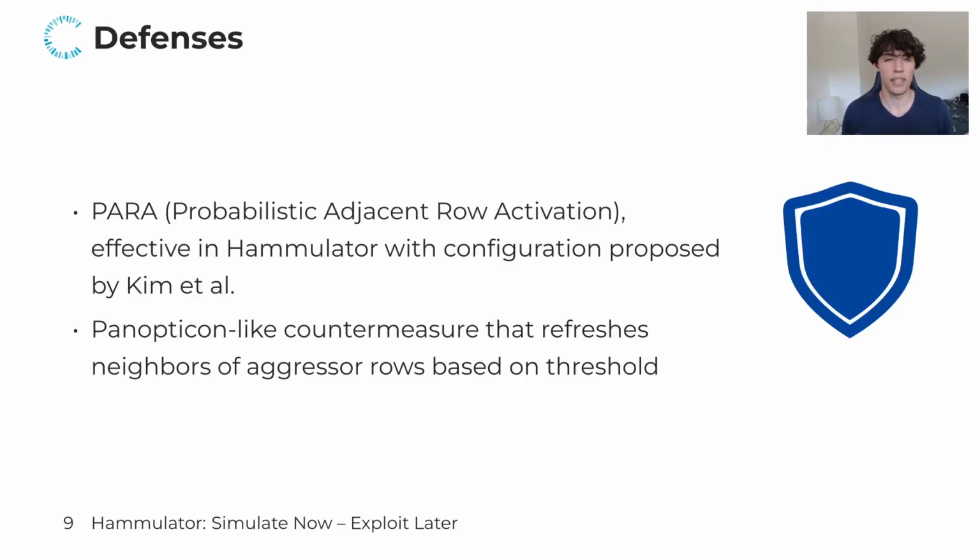Okay, so let's quickly discuss the defenses. We also tried in Hammulator probabilistic adjacent row activation, proposed by Kim et al. We just tested with the configuration they propose in their work, and for us we did not see any bit flips when we use it. And we implemented another Panopticon-like countermeasure where we basically count accesses to an aggressor row per victim row, and when this hammer count, we call it, exceeds some threshold, we just refresh the bank, and with that we don't see any bit flips as well.